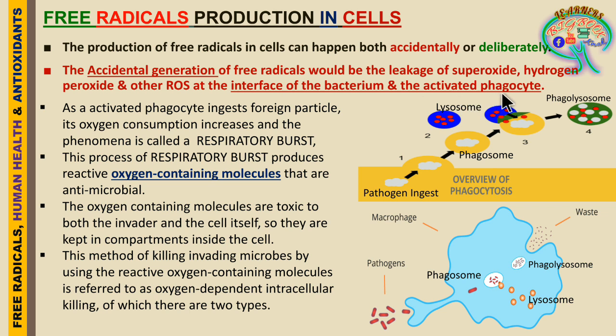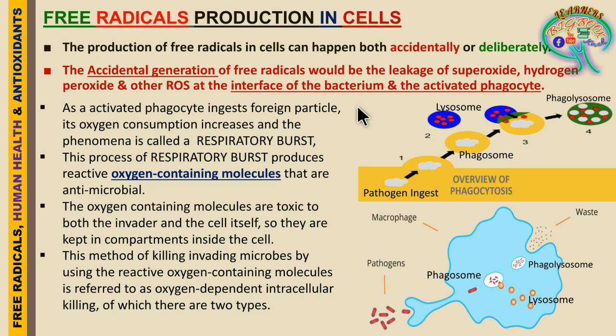When you consider the interface of the bacterium, when the bacterium infects the body, it is considered a pathogen, and that pathogen gets engulfed by the macrophages in the process of phagocytosis. This process gets activated because of the influence of the bacterium, which acts on the body accidentally, suddenly. Because of that, this process takes place.